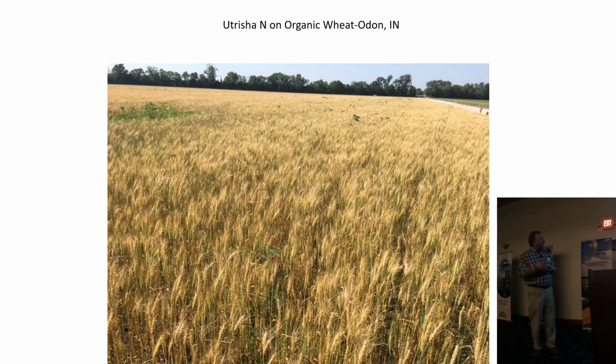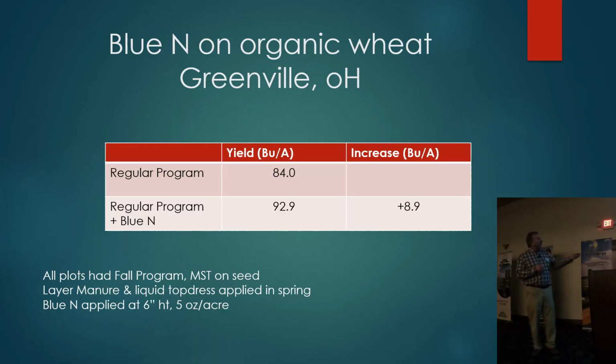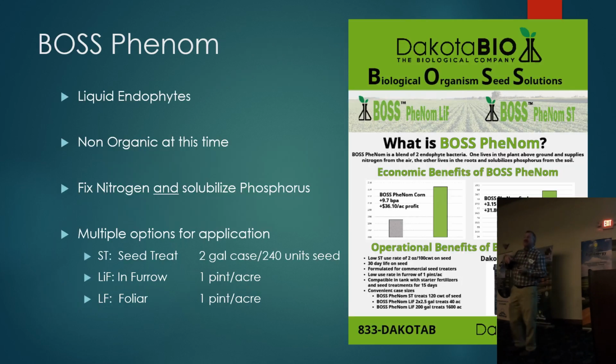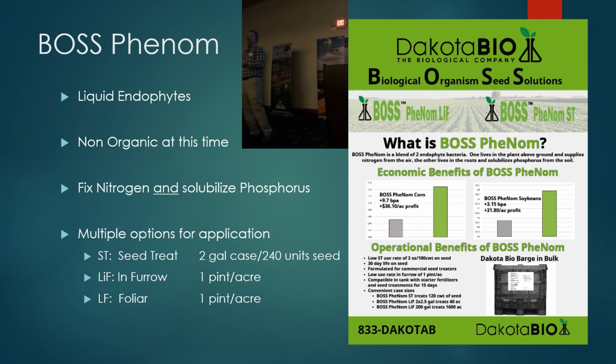This is a plot that Tom Biesecker back there did a year ago, or a year and a half ago now. He got 9 bushel more out of doing the Blue N and a foliar. And I don't think I have a slide for it, but one of John Daniel's customers also did a check on oats and got 15 bushel. Went from 100 to 115 bushel on oats using either Blue N or what is now called Utrisha N. Both those products are really the same thing.